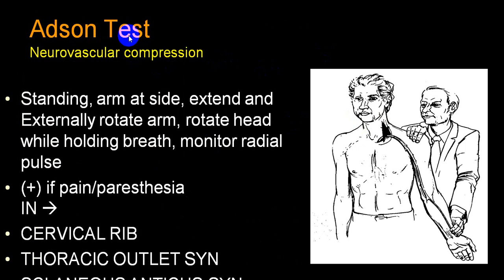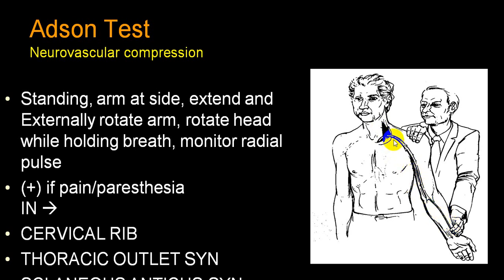There is one test which you can do in a person to find out the neurovascular compression. This is called Edson test. Person is asked to sit or he is standing. You are putting your one hand over the shoulder joint. You are palpating the radial pulse. And what you are doing is extend and externally rotate the arm. You have to do the extension and external rotation. And when you do that, at the thoracic outlet, you get a compression of a subclavian and pulse volume will reduce.